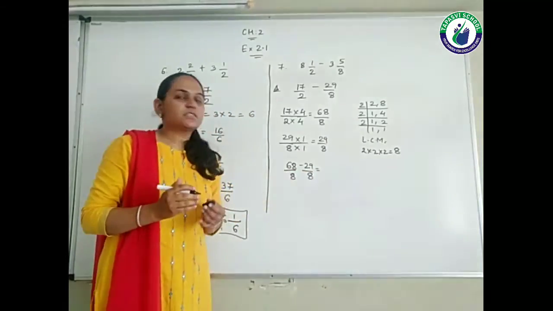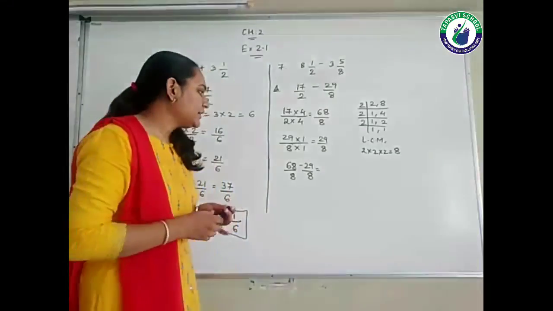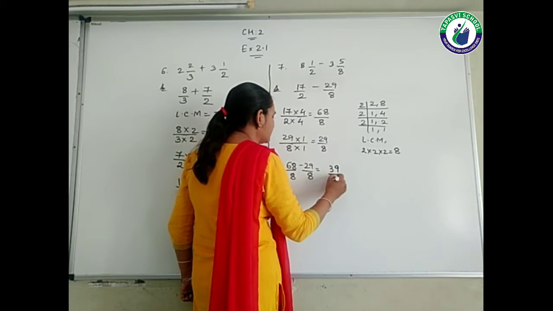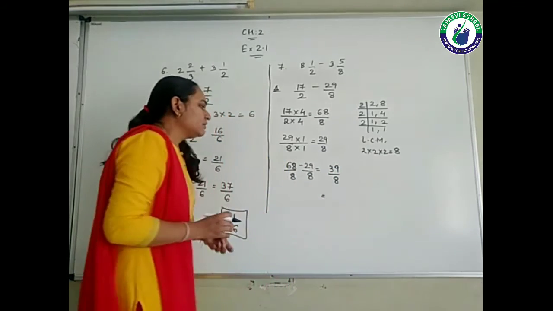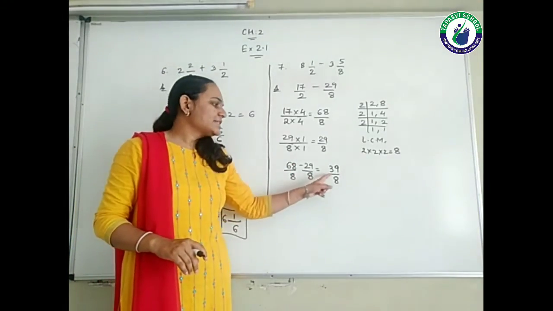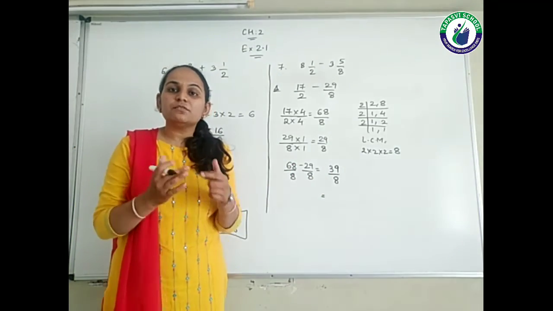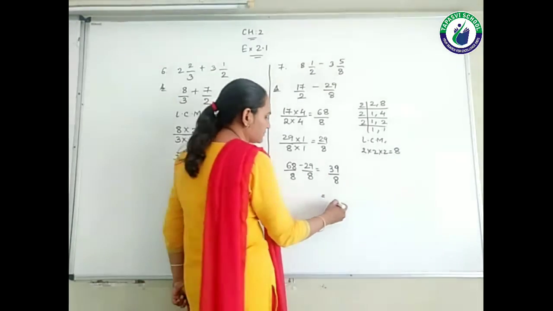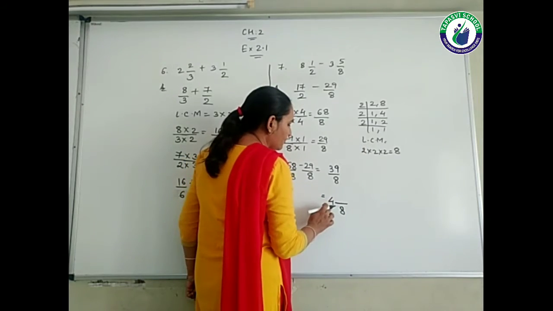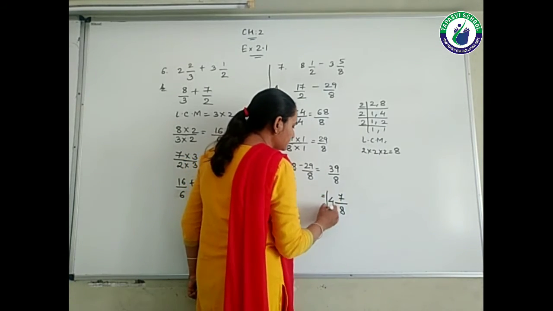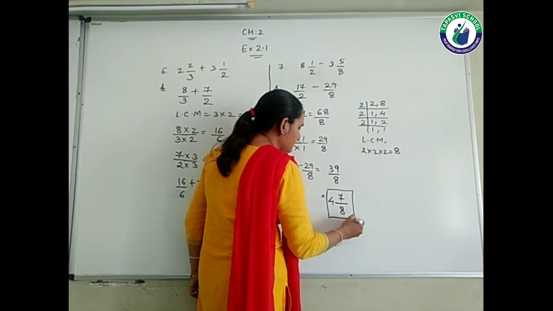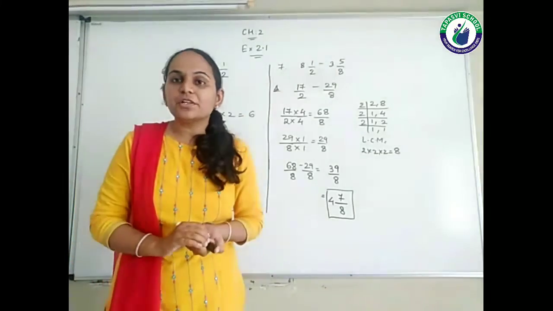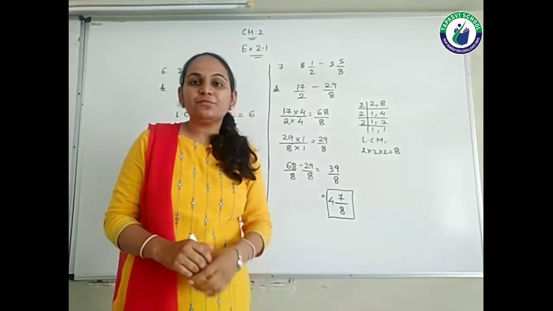Okay, 68 minus 29. So 68 minus 29. Okay, the answer is 39 upon 8. Now we will convert this answer into a mixed fraction, students, because this is an improper fraction. 4 8s are 32 plus 7. So this is the answer for it, that is 4 integer 7 upon 8.